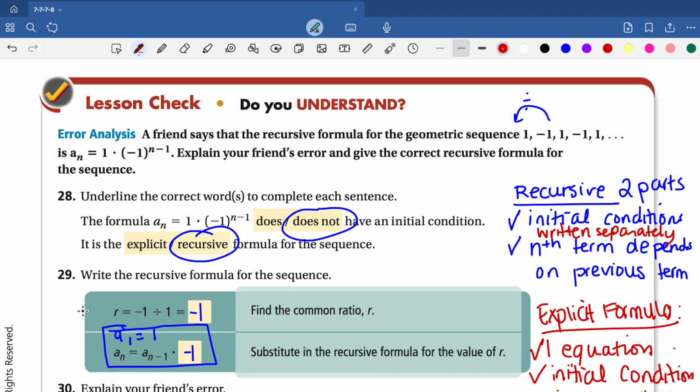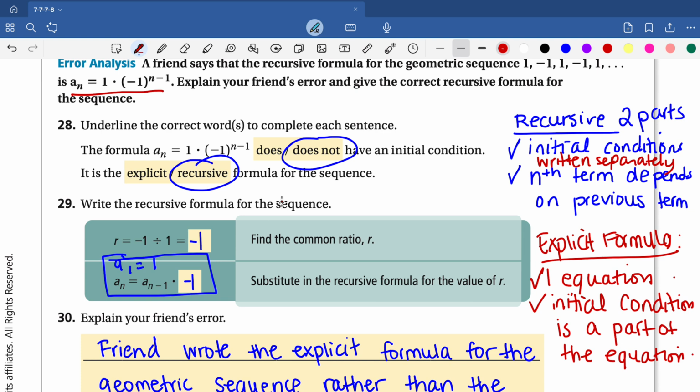All right, lesson check. A friend says that the recursive formula for the geometric sequence is a sub n is equal to 1 times negative 1 to the power n minus 1. Explain your friend's error and give the correct recursive formula. The formula here does not have an initial condition, so it is not a recursive formula. Write the recursive formula for the sequence. You find the common ratio. You need a sub 1 is equal to 1, and a sub n is equal to the previous term. Your nth term is equal to the previous term times negative 1.